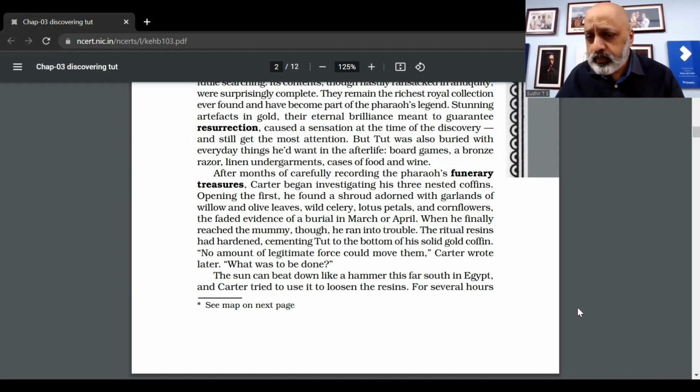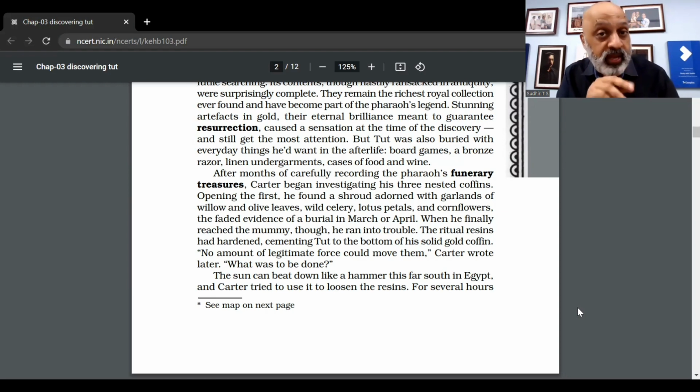Okay, now here celery is a marshland plant. Shroud is a cloth in which the body is wrapped. And garlands of willow means a wreath, जो round shape में जो wreath place करते हैं to pay homage, that is placed over a dead body of flowers and leaves. Okay, the faded evidence. So लगता है कि उसकी death March April में हुई हो, because all these petals and flowers etc. are generally found in that month, in that season.